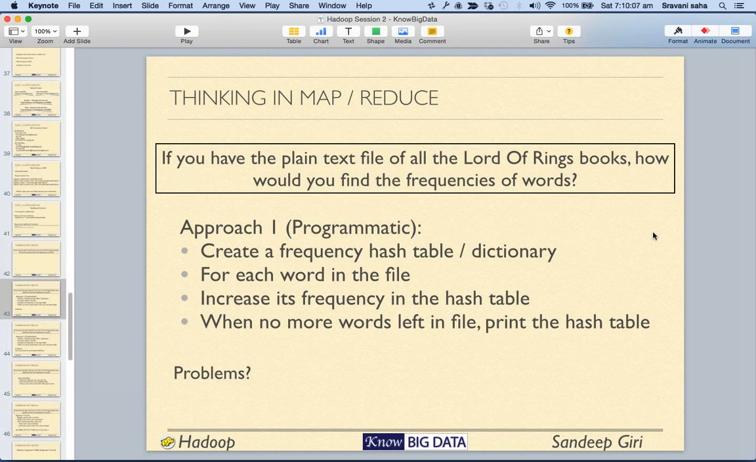Yes, correct. So Manish says that memory is a limitation in this kind of approach. Good. Yes. Srinivas says it takes too much time. That's also correct. And Surya says, how much data can you load into the RAM?